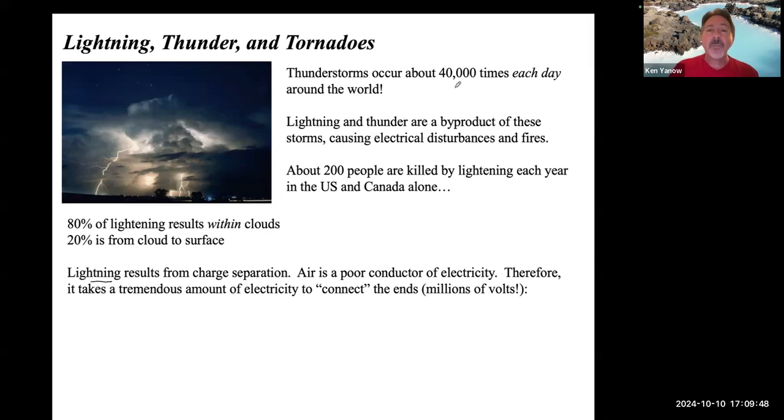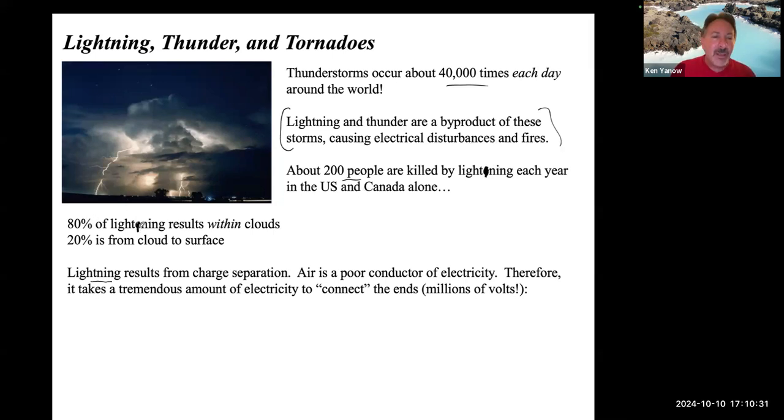So thunderstorms themselves occur about 40,000 times each day around the world. That's a lot, but it's one of the biggest types of storms that we have on the planet. Lightning and thunder are both byproducts of these storms, causing electrical disturbances, fires, etc. About 200 people are killed by lightning each year in the US and Canada alone. So even though there are large populations in the US and Canada, having anybody die by a lightning strike is still a pretty crazy phenomenon.